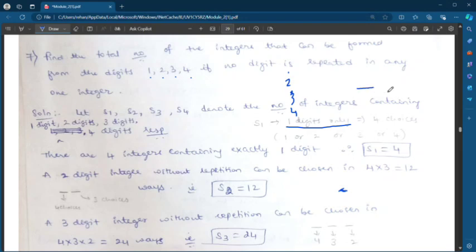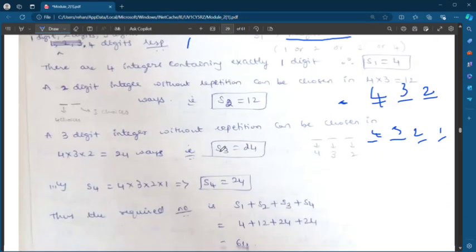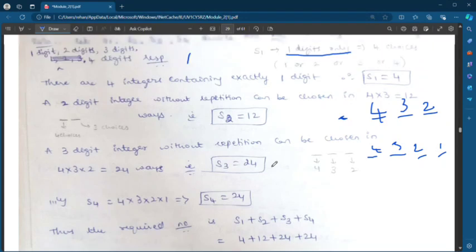So see here, the two-digit place. This I can fill in 4 ways. If it is not repeating, I have to reduce one, so it is 3. 4 into 3 ways. Similarly, a 3-digit number: this can be filled in 4 ways, this in 3 ways, and this in 2 ways. Similarly, a 4-digit number: here same 4, 3, 2, and here 1. Now at the end I have to add totally.